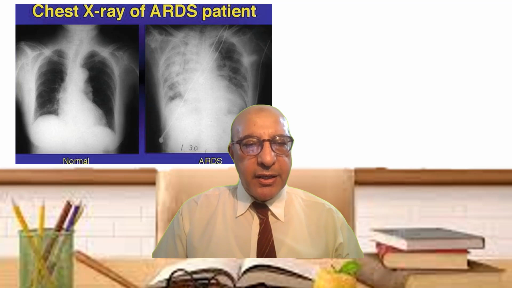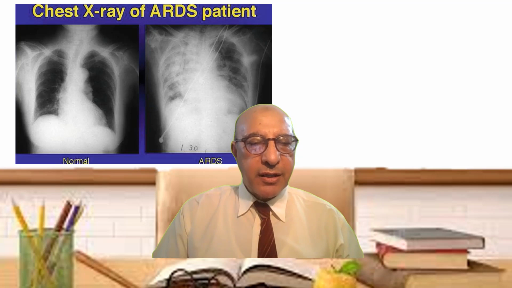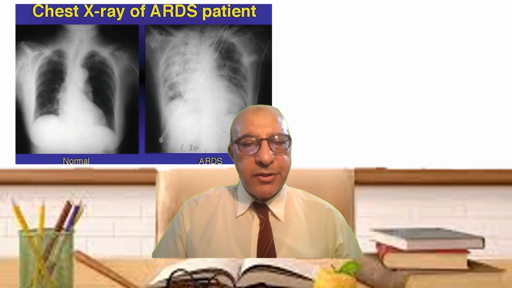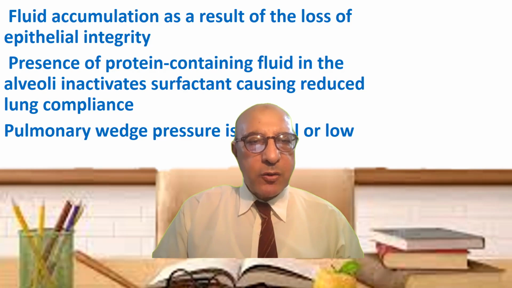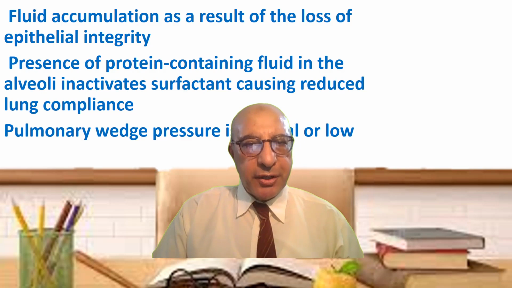This we can see clearly in this X-ray again. On the left side, we have a normal healthy lung, all aerated, that's why it looks black. While on the right-hand side, we can see the infiltration, the consolidation of the lung, mostly bilateral, due to the presence of the fluid in the alveoli. Now, fluid accumulation here is a result of the loss of the epithelial integrity of the pulmonary capillaries.